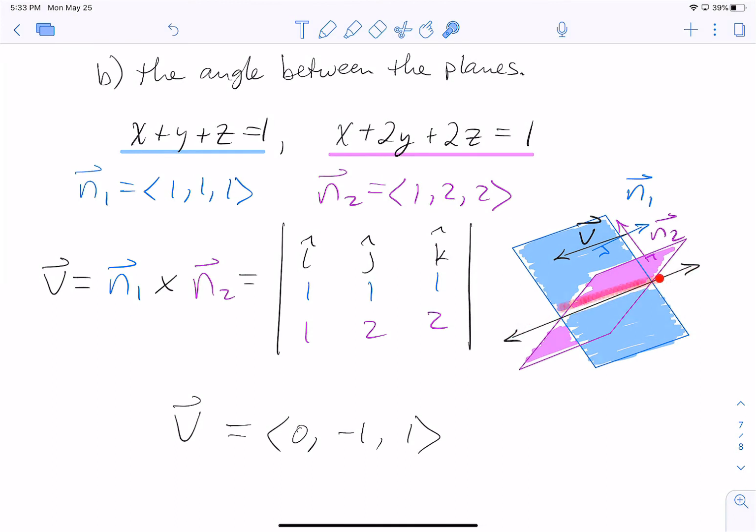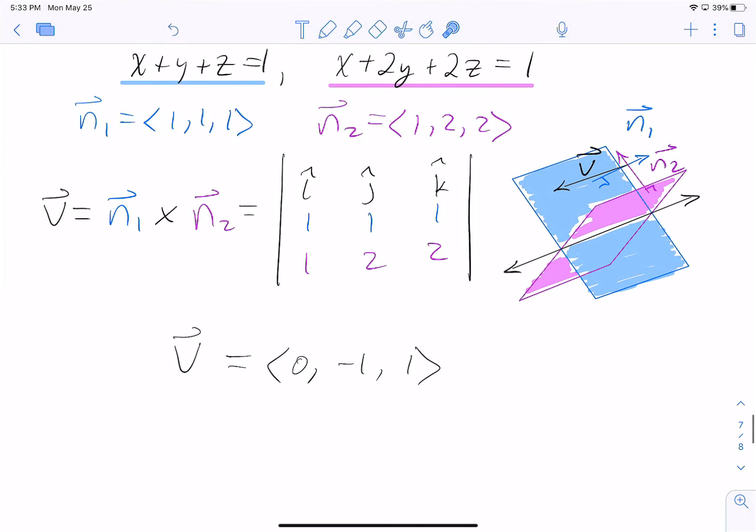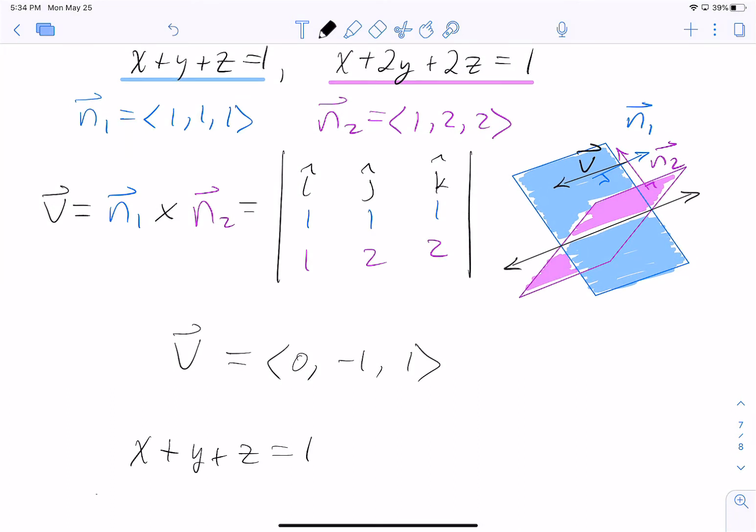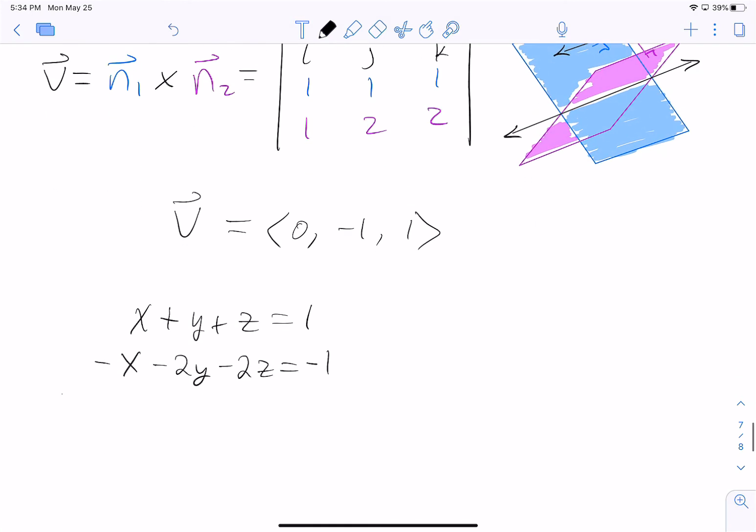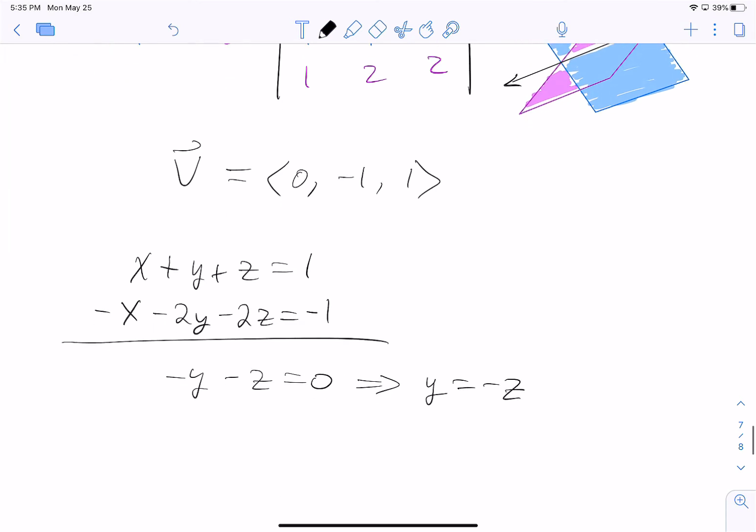Now we need a point on the line. For the point on the line, we have a system of equations, essentially, these two equations of the plane. And so we need to use some algebraic techniques here. If I take x + y + z = 1 and subtract from it the second equation of the plane, so I have -x - 2y - 2z = -1, then I end up with -y - z = 0. Well, that implies that y is equal to -z. So whatever y is, z is the negative of it. So if we let y equal 0, then that means that z is also equal to 0.